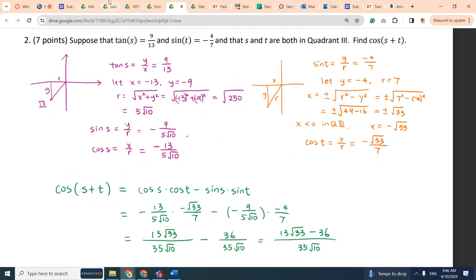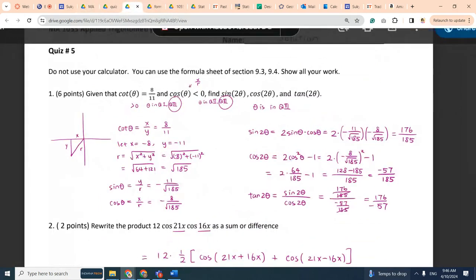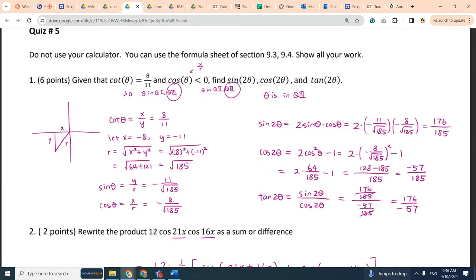Okay, let's look at quiz 5. So quiz 5, the first problem, it does not give you which quadrant. Then you have to figure it out. Cotangent is x over y, right? It is positive. It means theta is either in quadrant 1 or quadrant 3. And the cosine is x over r, but it's negative. Your cosine is negative, either quadrant 2 or quadrant 3. And you compare them, you see the angle must be in quadrant 3.